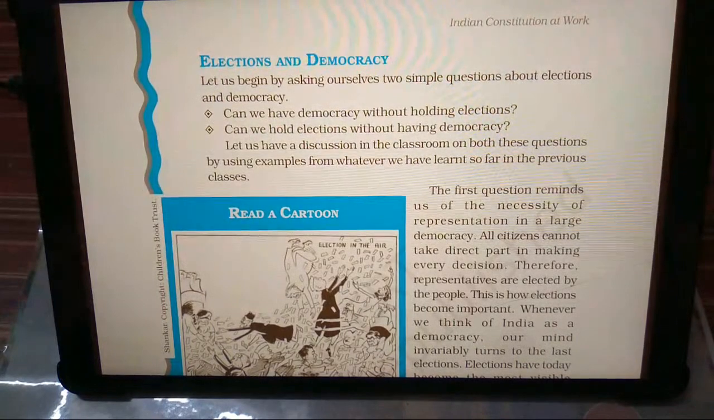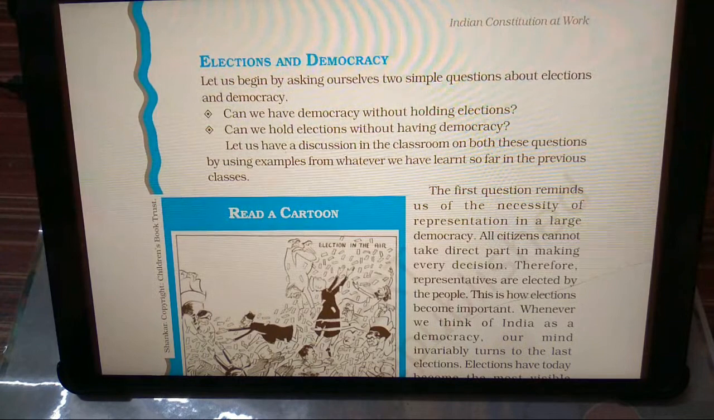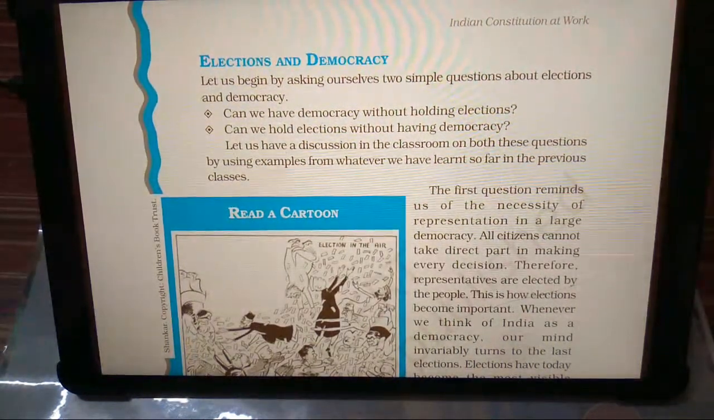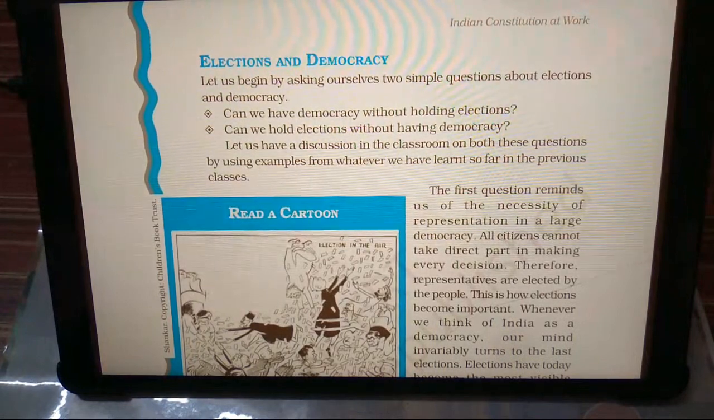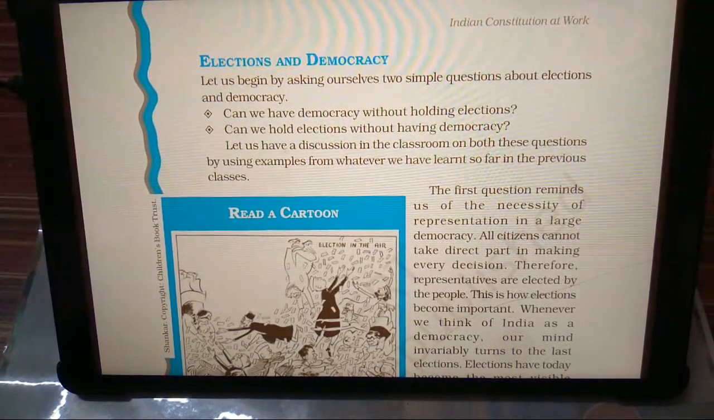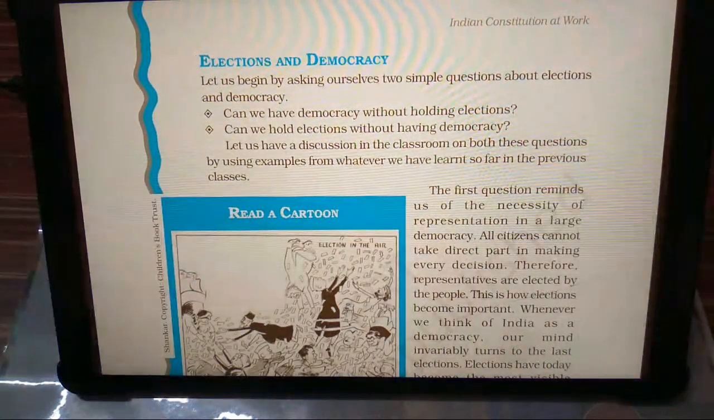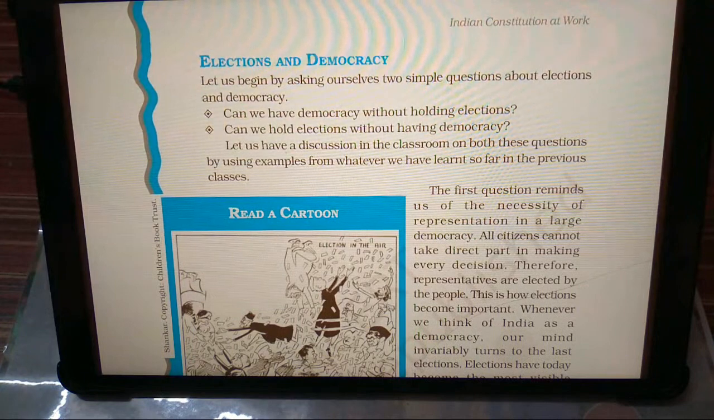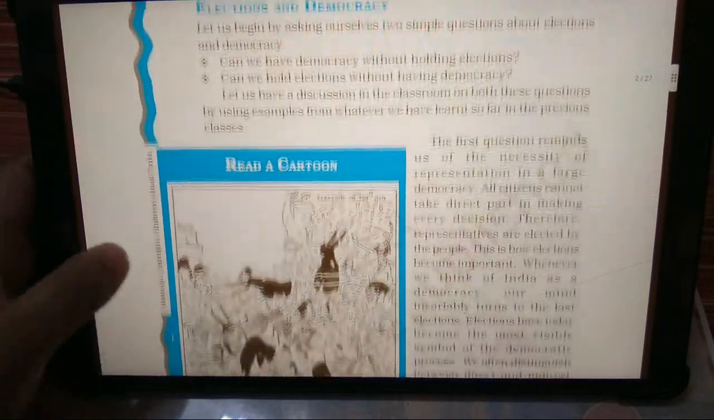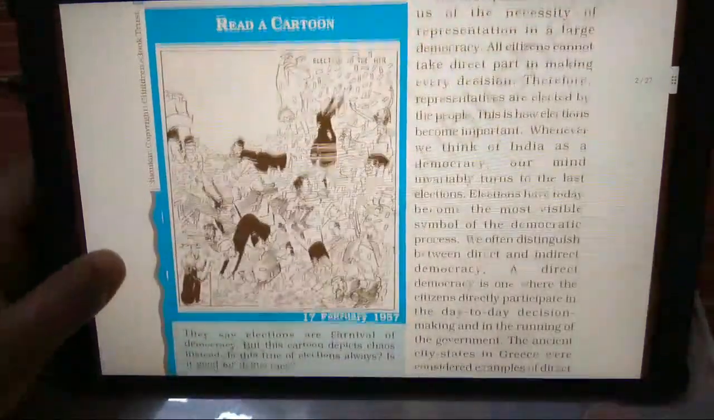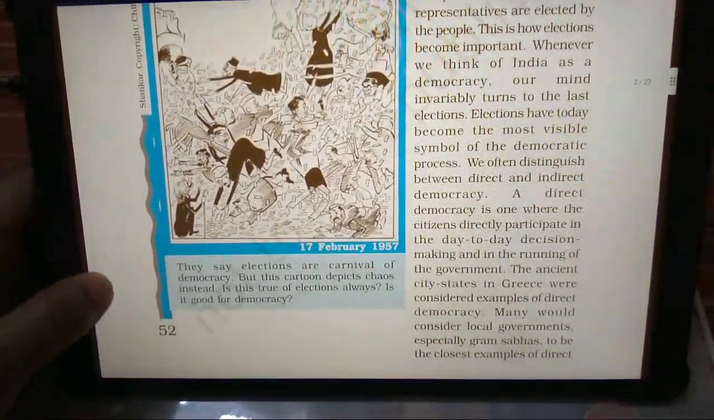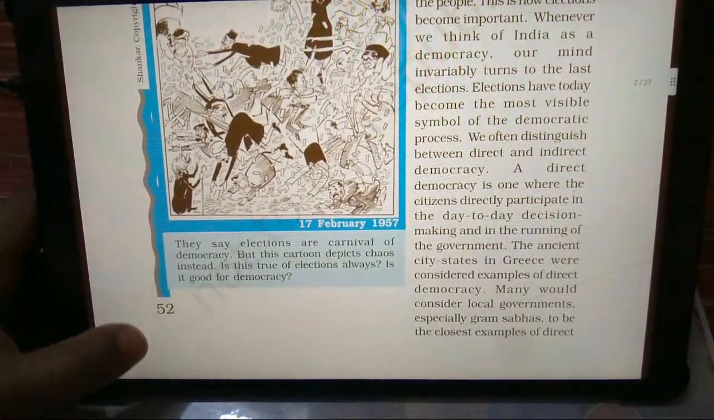The first question reminds us of the necessity of representation in a large democracy. All citizens cannot take direct part in making every decision. Therefore, representatives are elected by the people. This is how elections become important. Whenever we think of India as a democracy, our mind invariably turns to the last elections. Elections have today become the most visible symbol of the democratic process.